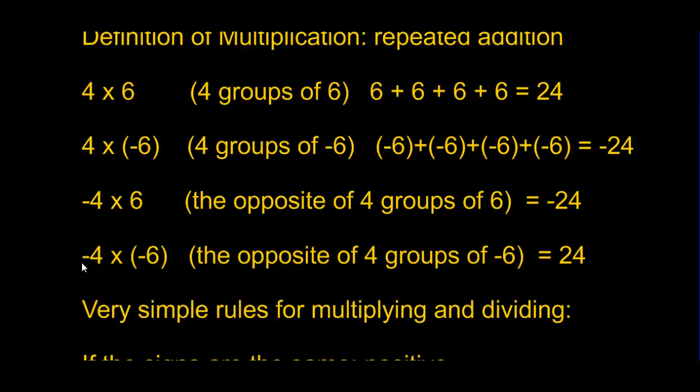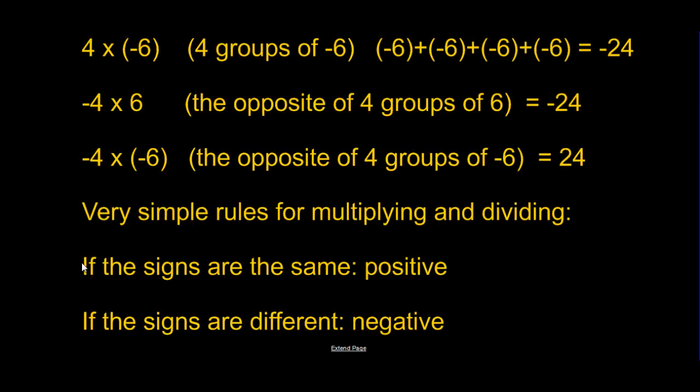The rules we all remember are very simple. If the signs are the same, your answer is positive. If the signs are different, your answer is negative. So a positive times a positive is positive. A negative times a negative is positive. If the signs are different, positive times negative and negative times positive, your answer is going to be negative. So that's a very, very simple rule.